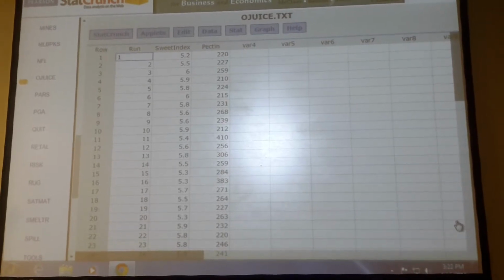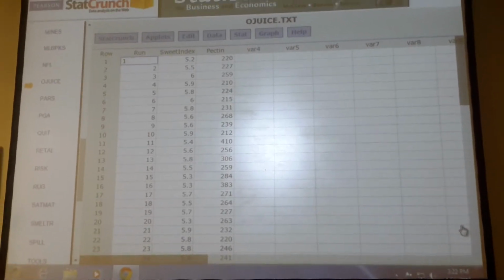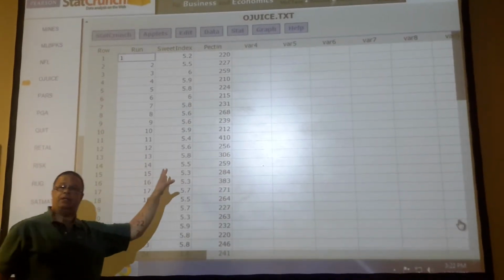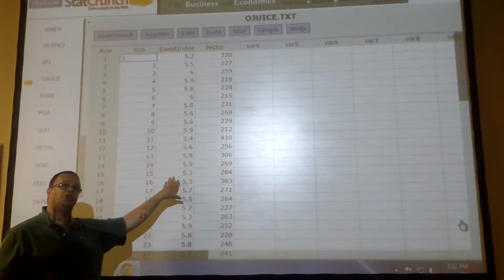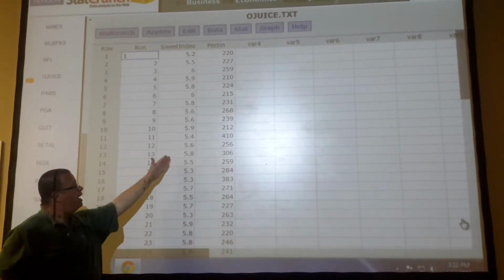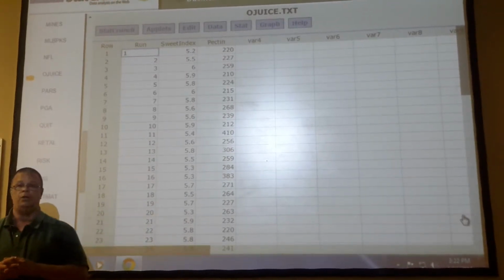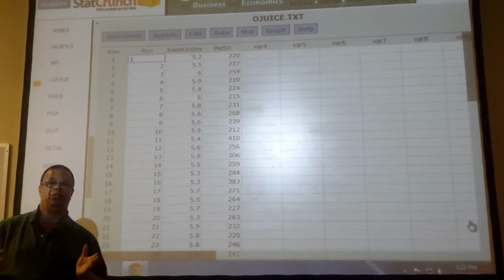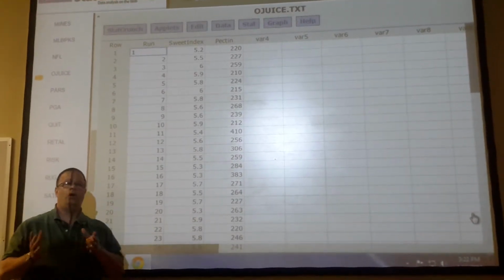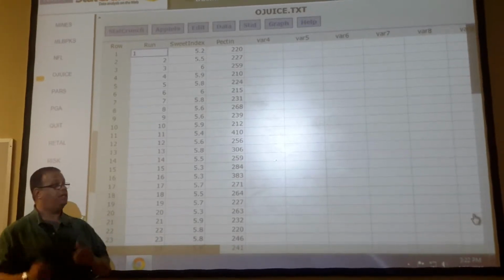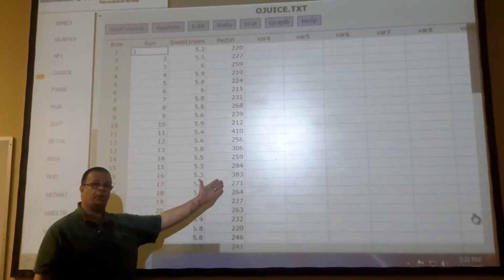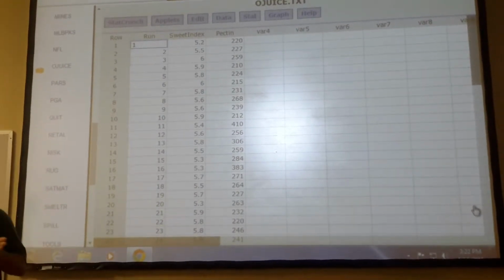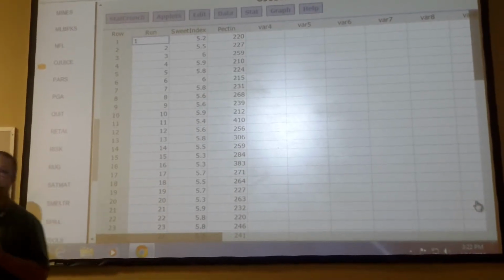In this particular example, we have an orange juice producer that is interested in being able to predict the sweetness index. According to federal regulations, sweetness index for particular types of orange juice has to fall within particular parameters, but yet there's no way of knowing what the sweetness index of a particular juice batch is going to be until it's done. So manufacturers try to come up with a way that they can predict that. And they have surmised that perhaps using the pectin levels of the oranges that go into the batch might help us to predict the sweetness level that comes out.